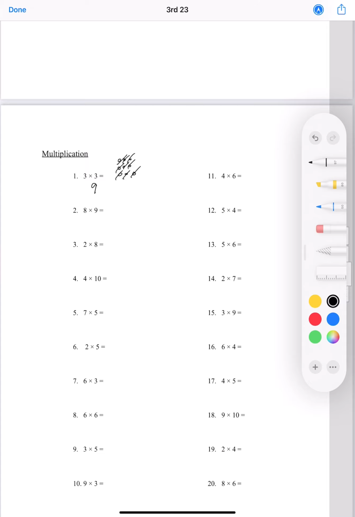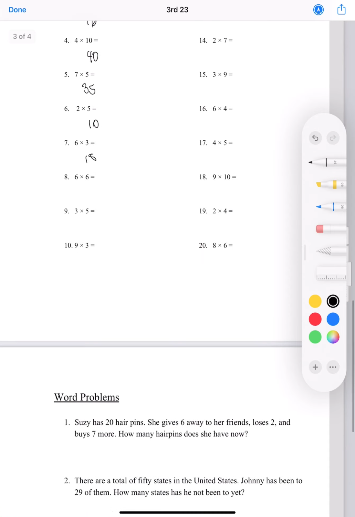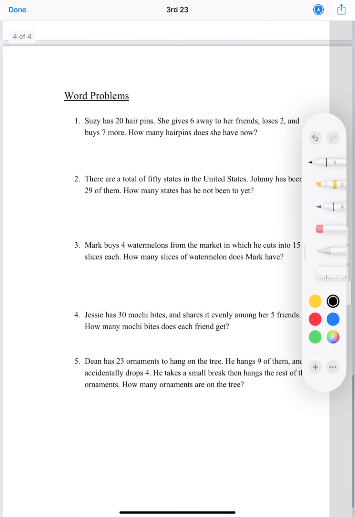If you do the same thing for 2, we get 9 times 8 is 72. 8 times 2 is 16. 4 times 10 is 40. 5 times 7 is 35. 5 times 2 is 10. 6 times 3 is 18. And so on. Okay, lastly, we have our word problems.